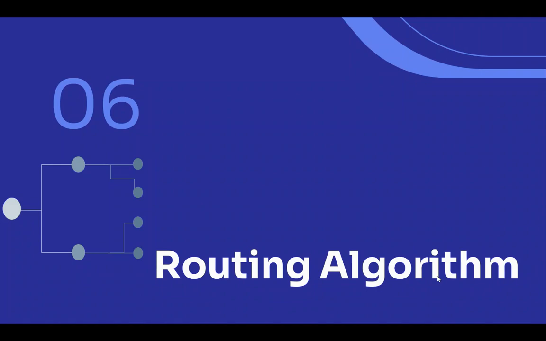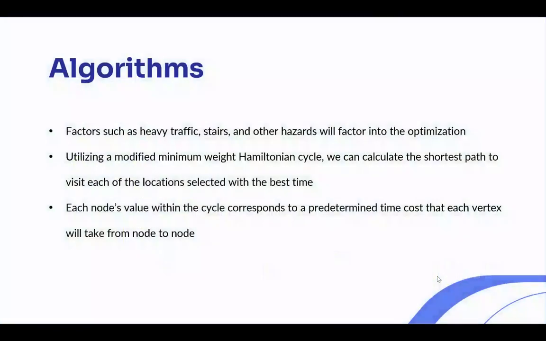The algorithm that we decided to use is a modified minimum weight Hamiltonian cycle. This will determine the shortest amount of time needed to travel to all locations introduced in the route. Each node within the algorithm corresponds to a location, with a predetermined time cost from node to node, accounting for factors such as traffic, stairs, and other hazards.